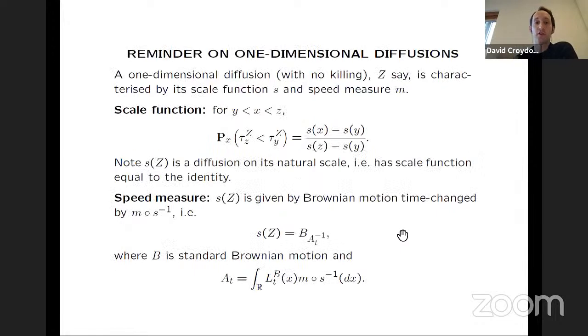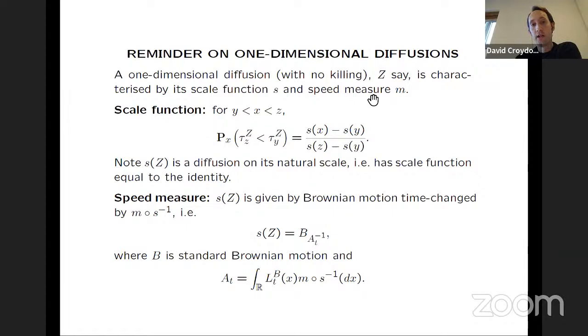And to explain what the limit is, I think it's helpful to briefly remind people about the story of one-dimensional diffusions. So of course, this is a very classical topic. Essentially there are two quantities that characterize a one-dimensional diffusion. These are the scale function and the speed measure.